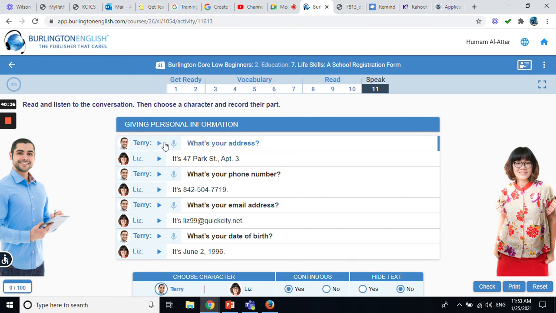If you log into your account, this will be different. If you click on the microphone, it will start blinking, I believe red and blue, okay, to show you that it is ready for you to speak. Once you see it blinking, you go ahead and record yourself saying what's your address.